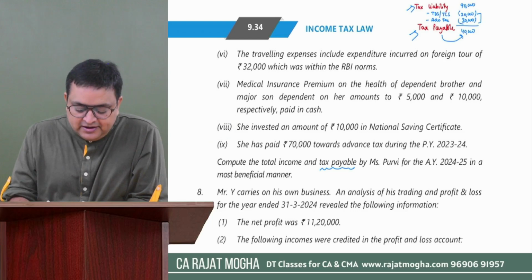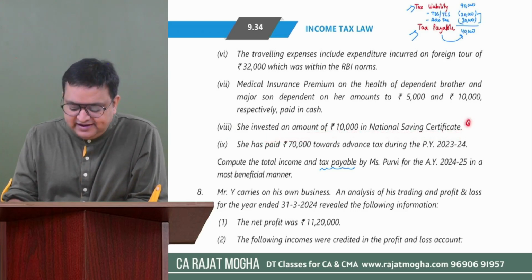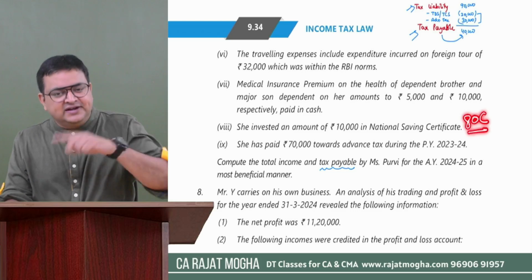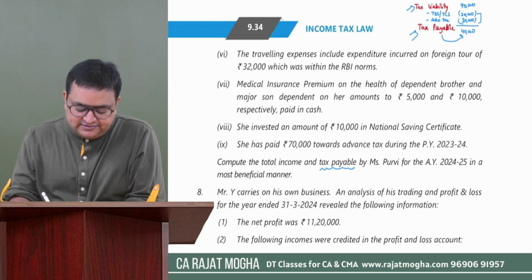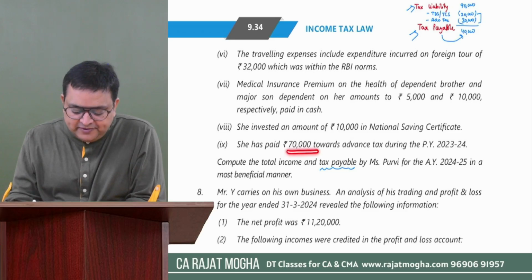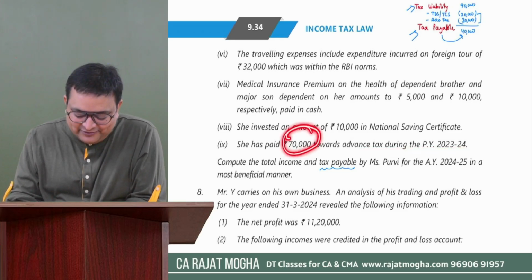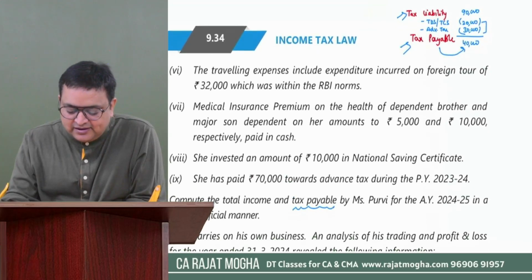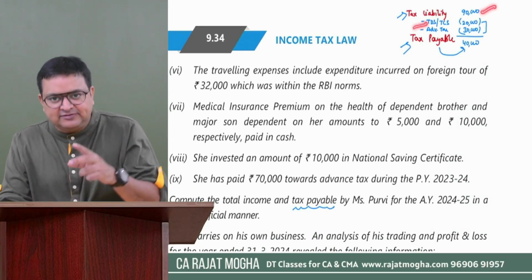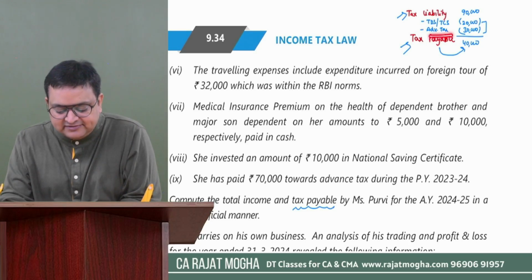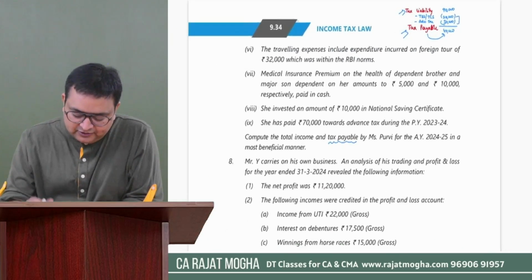8th point. She invested an amount of 10,000 in National Savings Certificate. So we understand this is 80C. When you are following the optional tax regime, then you can give 80C deduction of 10,000 rupees, not under the default tax regime. She paid 70,000 rupees towards advance tax also. So what will you do with this amount, 70,000 rupees? Once you are done with your tax liability, deduct TDS. We have some TDS also, and also deduct advance tax of 70,000 rupees so that you can compute your tax payable, right?